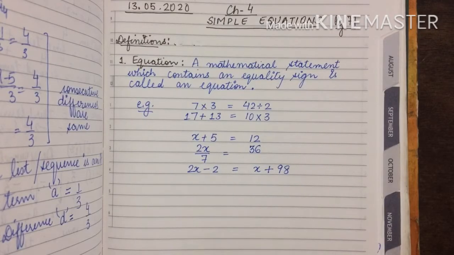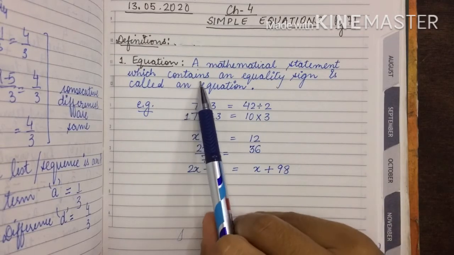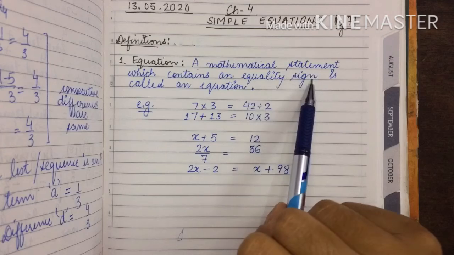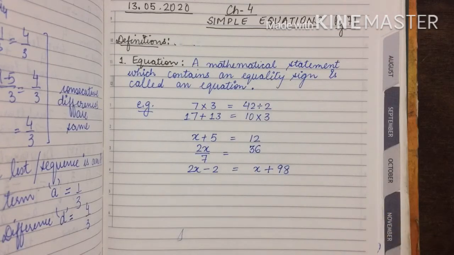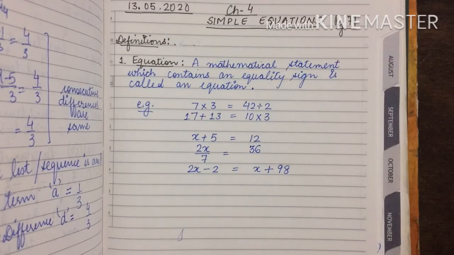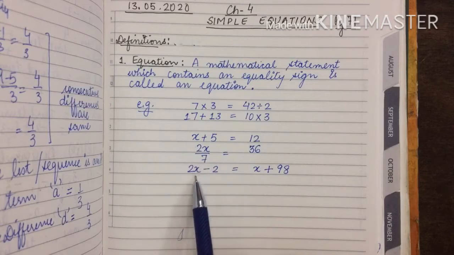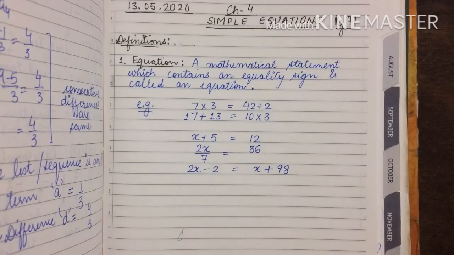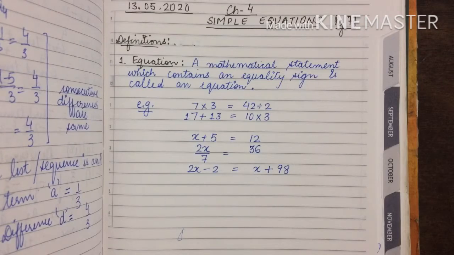Equation is a mathematical statement which contains an equality sign. So a mathematical statement would involve numbers. And if we speak about algebra, your statement could also involve variables. Variables are the unknown values which are represented by lowercase letters from the English alphabet, by x, y, z, etc.